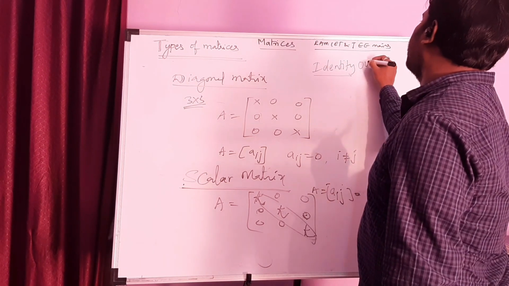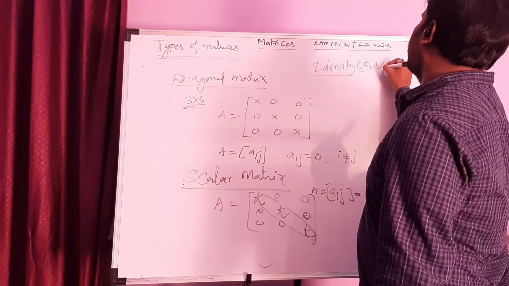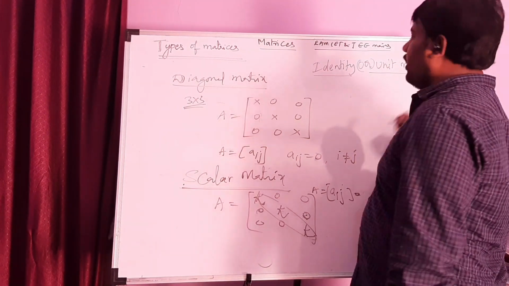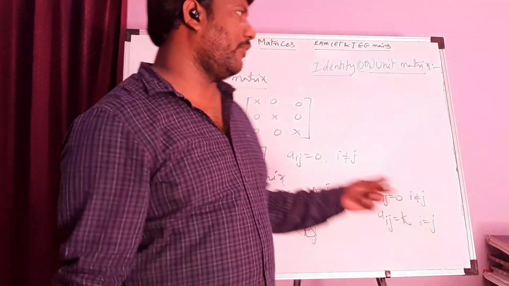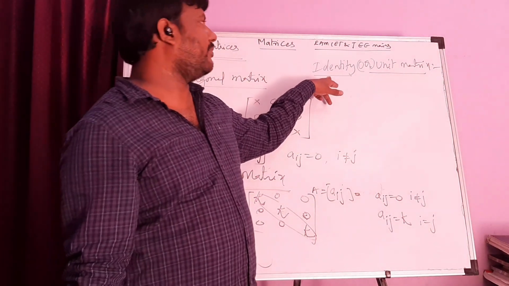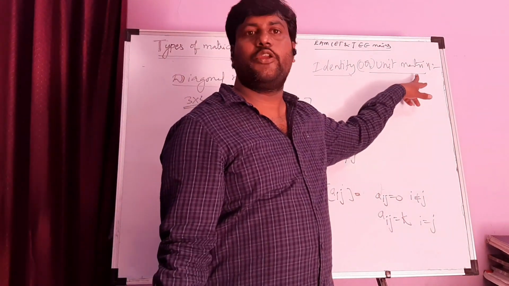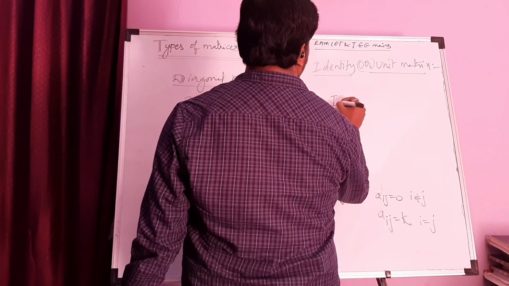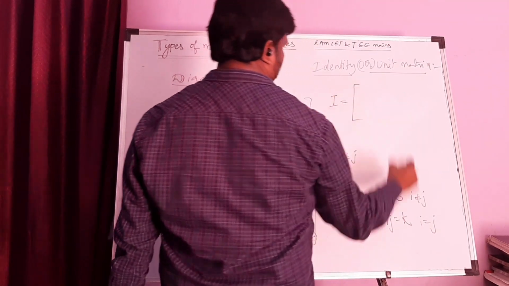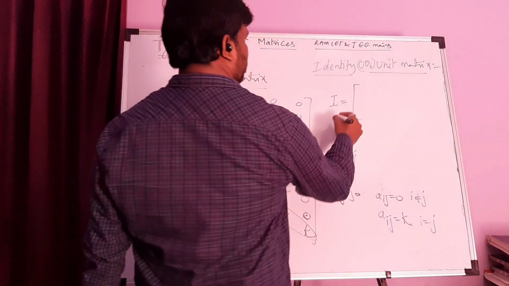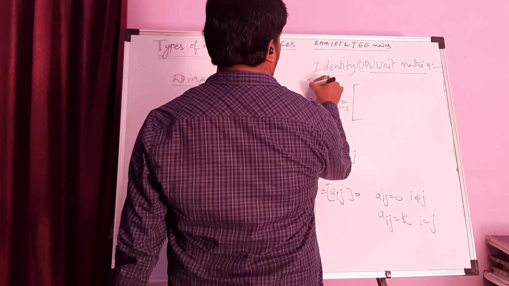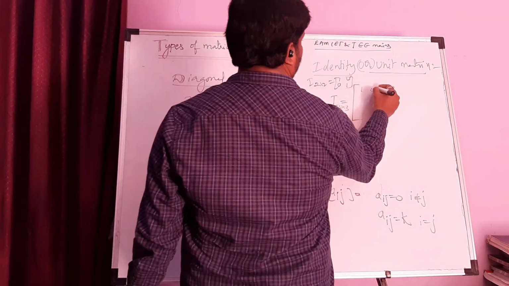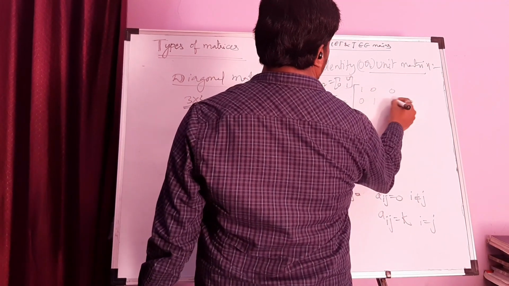Identity, or we can also say unit matrix. It is like the number 1 in real numbers. In matrices, the identity matrix is the same. This identity or unit matrix is always denoted I. If it is of order 2 by 2, I 2, it is simply 1 0 0 1. For 3 by 3, it is 1 0 0, 0 1 0, 0 0 1.